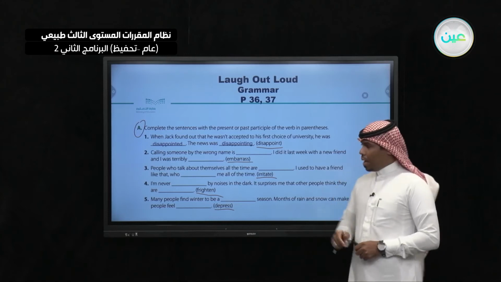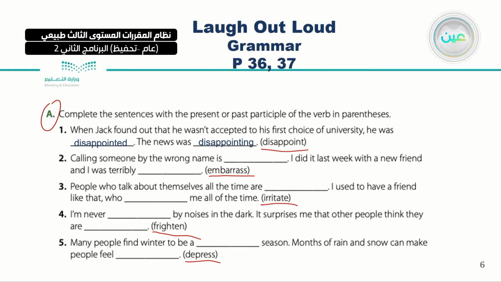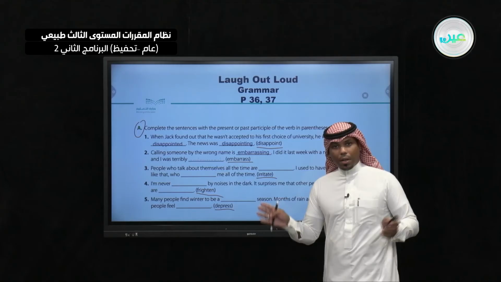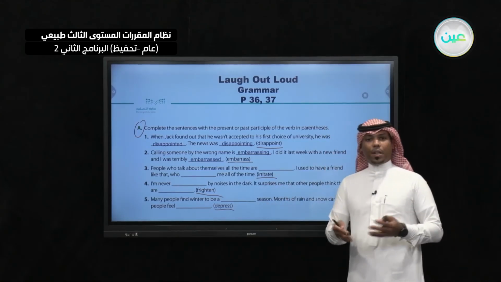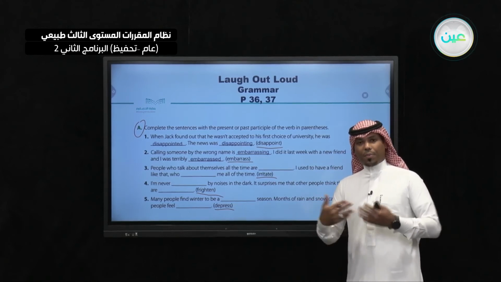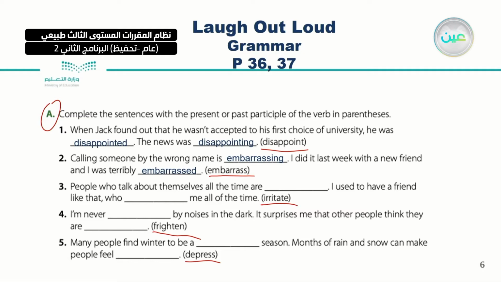Nice. Let's start. Calling someone by the wrong name is what? Is embarrassing. I did it last week with a friend and I was terribly embarrassed. When someone is embarrassed, it means that he felt shy or something like that. Number 3: People who talk about themselves all the time are irritating. Why are they irritating? I used to have a friend like that who irritated me all of the time.